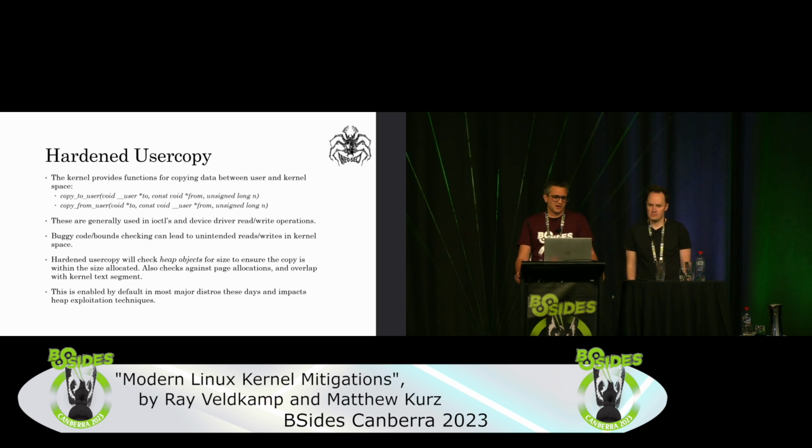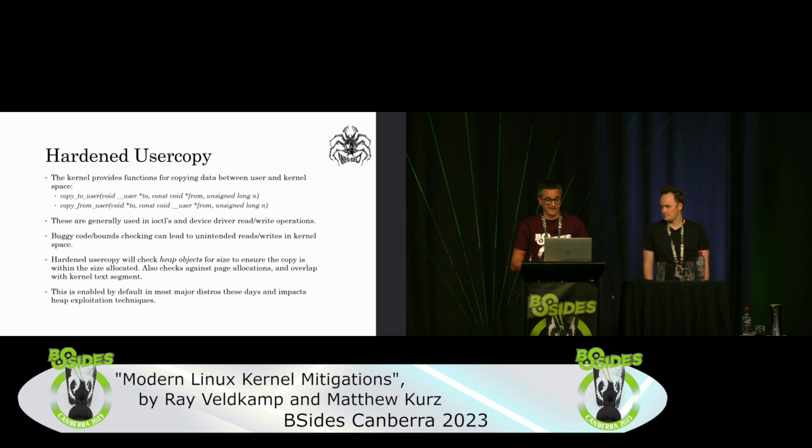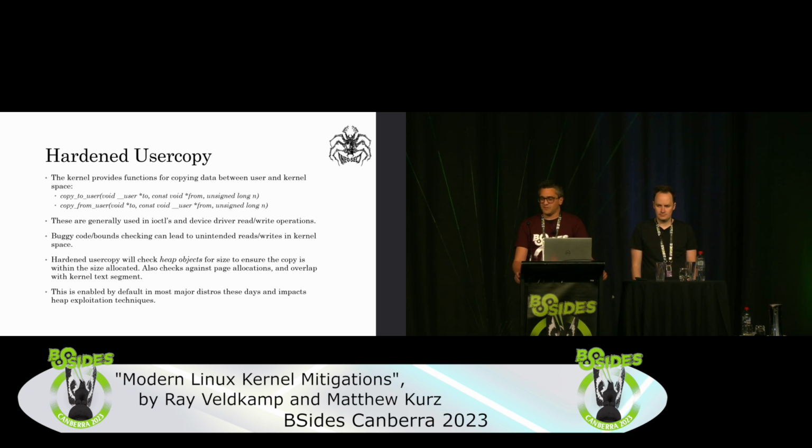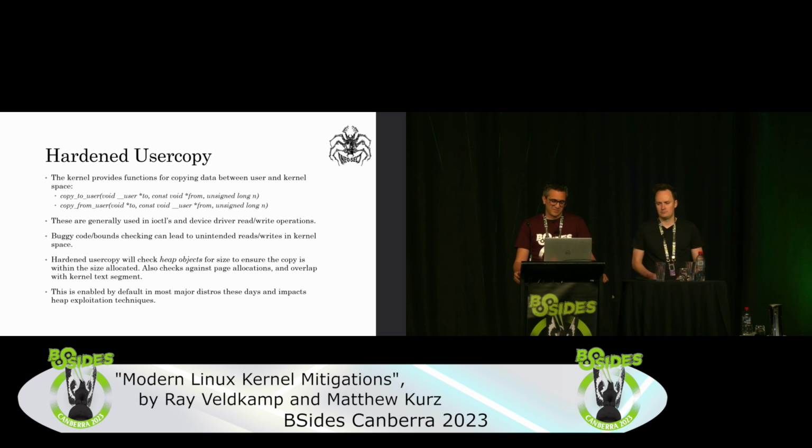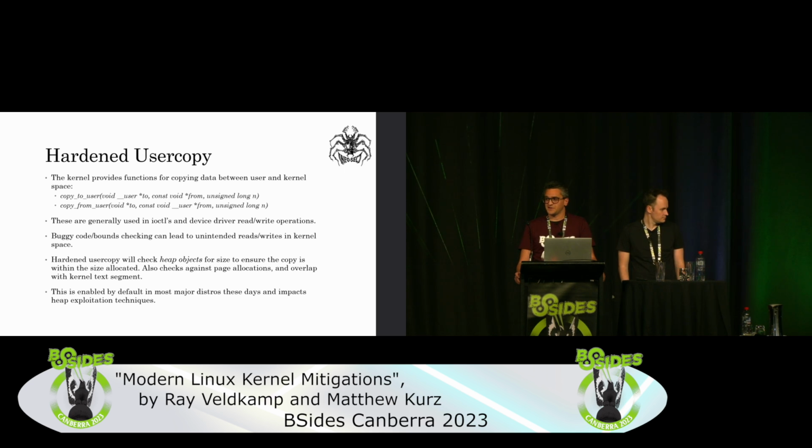So this hardened usercopy was introduced in the last year, and basically that has some smarts. If you're dealing with objects that are created on the heap, it'll actually check their size to ensure it's within the size allocated. And it'll also check against page allocations and any overlap with the kernel text segment. So this has eliminated a lot of bug classes, particularly around heap exploitation. And this one's been enabled by default in most distros since last year, I think.